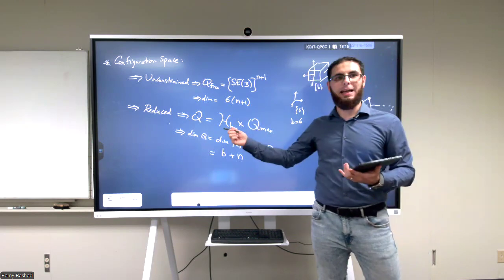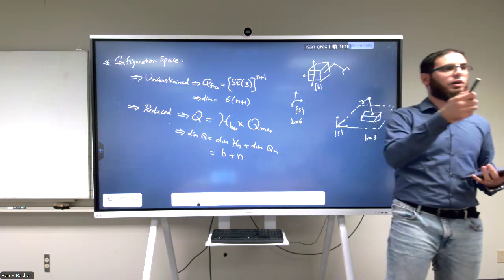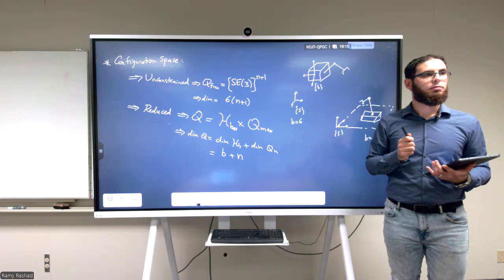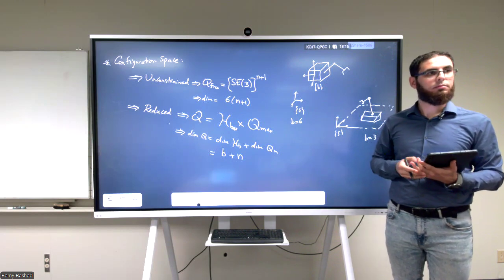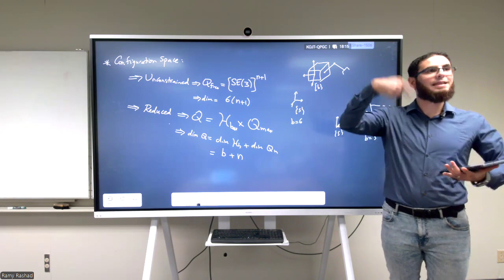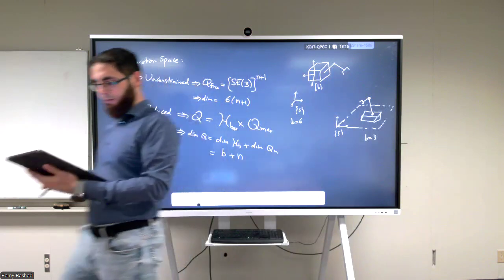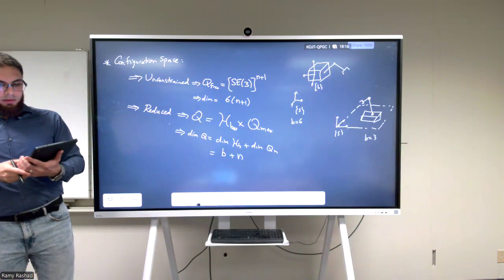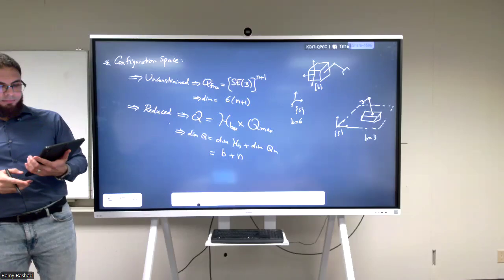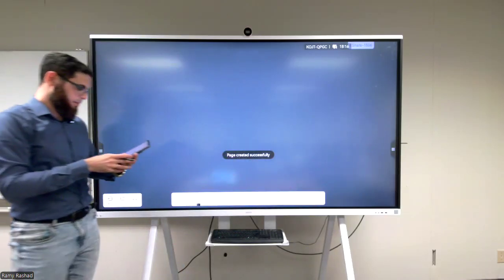The dimension of the H of base is B. Dimension of the Q manipulator is N. There was a question? N is the number of links, excluding the base. So the base is an additional link or rigid body. Okay. So far, so good?